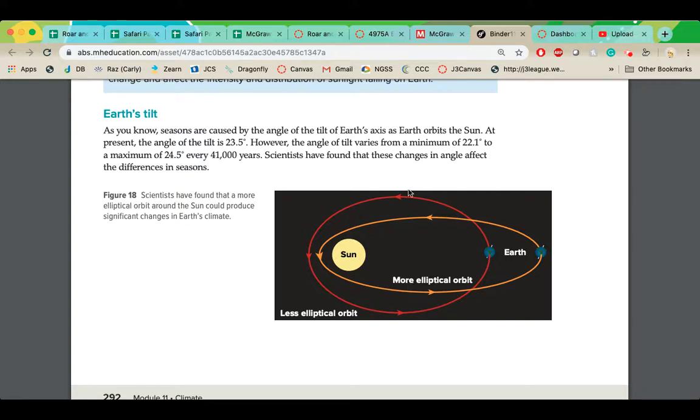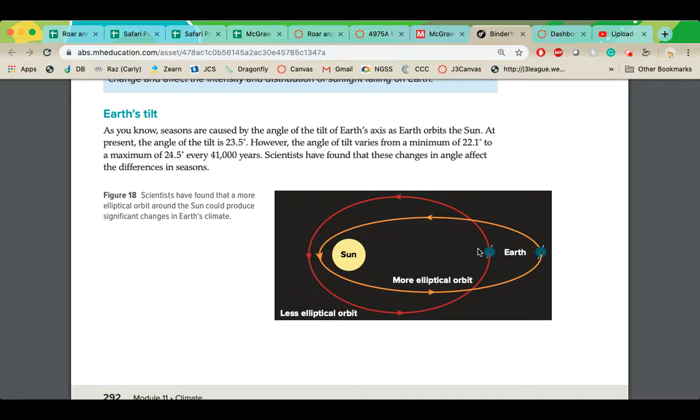This is very exaggerated, by the way. This picture is very exaggerated, but this will change our climate a little bit, but scientists do think a lot less than human impacts right now. They have some rock data and things like that. They've looked at fossil evidence and whatever, but they think it's a lot less than what human impacts are right now.